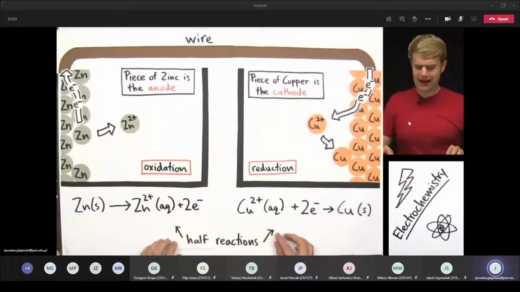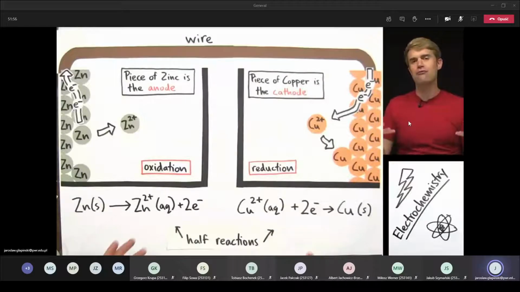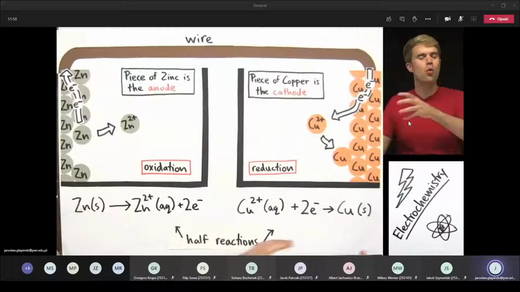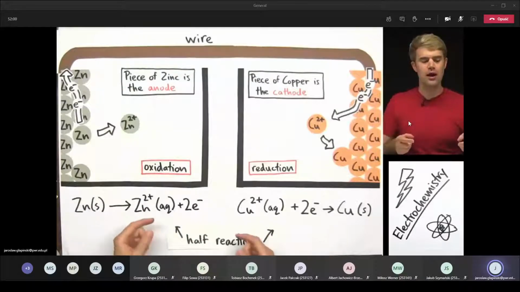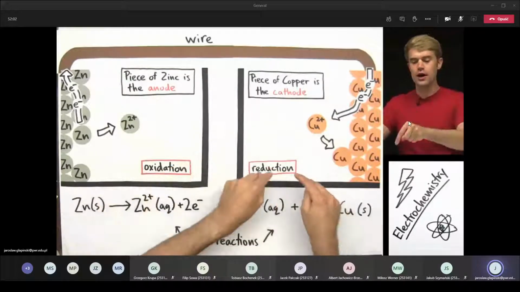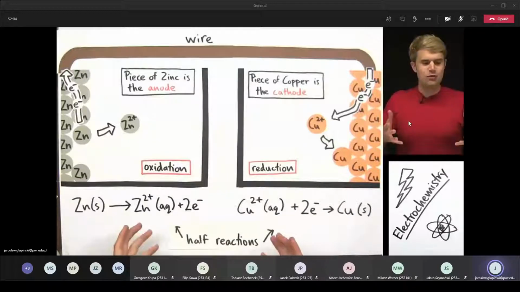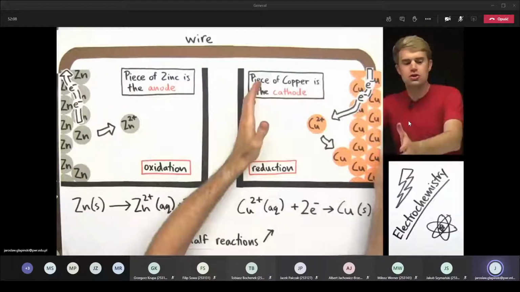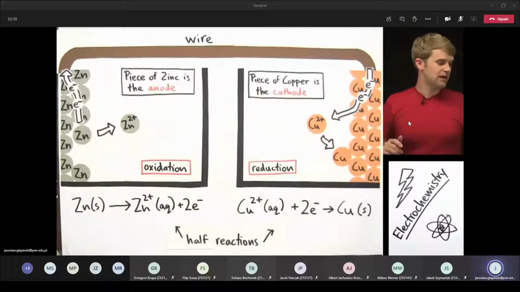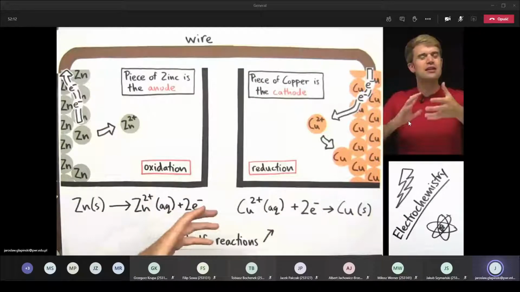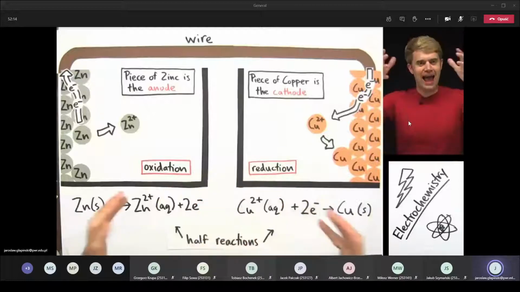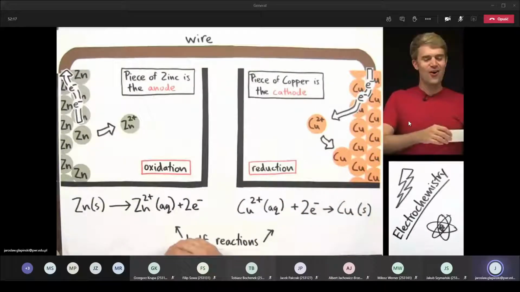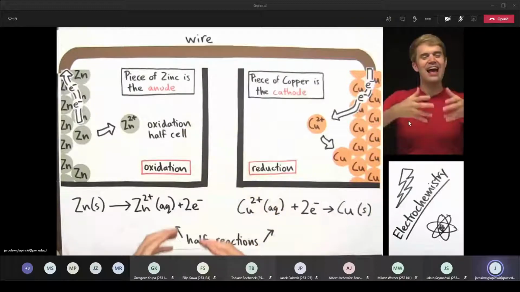Now these 2 reactions that I wrote, we call them half reactions because each one of them tells half the story of the oxidation reduction process. And we can actually give names to these 2 parts of the voltaic cell as if each one of them is half of the big picture. We call this the oxidation half cell.